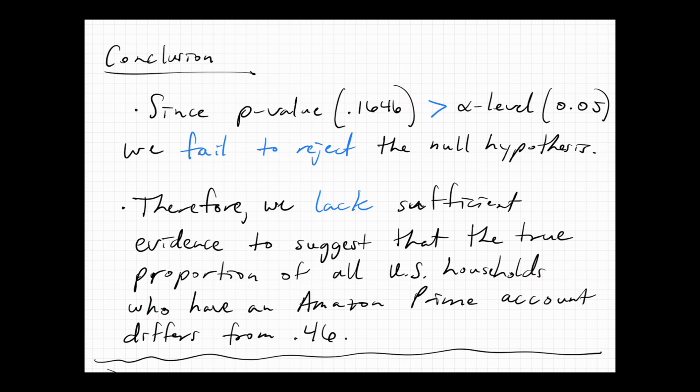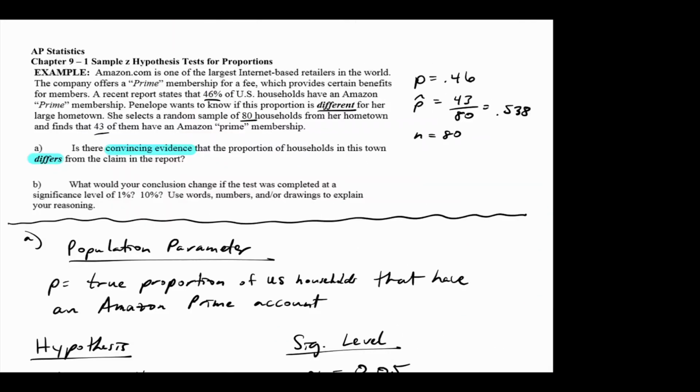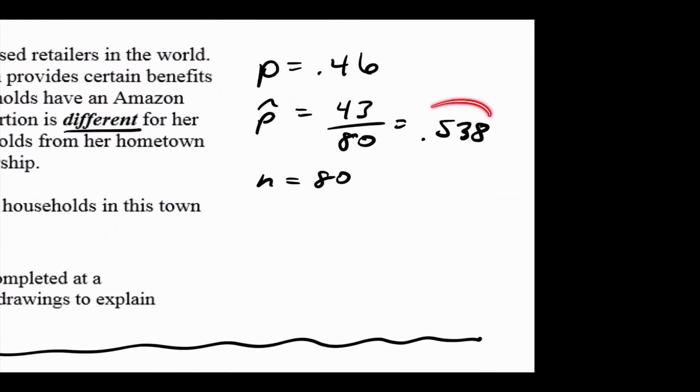So we don't have enough evidence. There is not convincing evidence to say that this town differs from the US average or US percentage, right? Even though, look at this town's proportion and this, it's different, but it's not enough to be significant. It's just different.